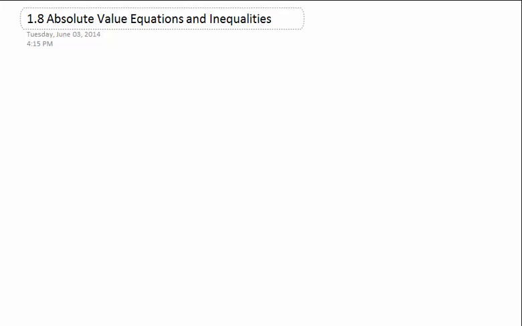Section 1.8 gets at the concept of absolute values in equation form and in inequality form. This should be a review of your pre-college math experiences, but just as a review, we're going to look at each of these types of problems. First with equations.